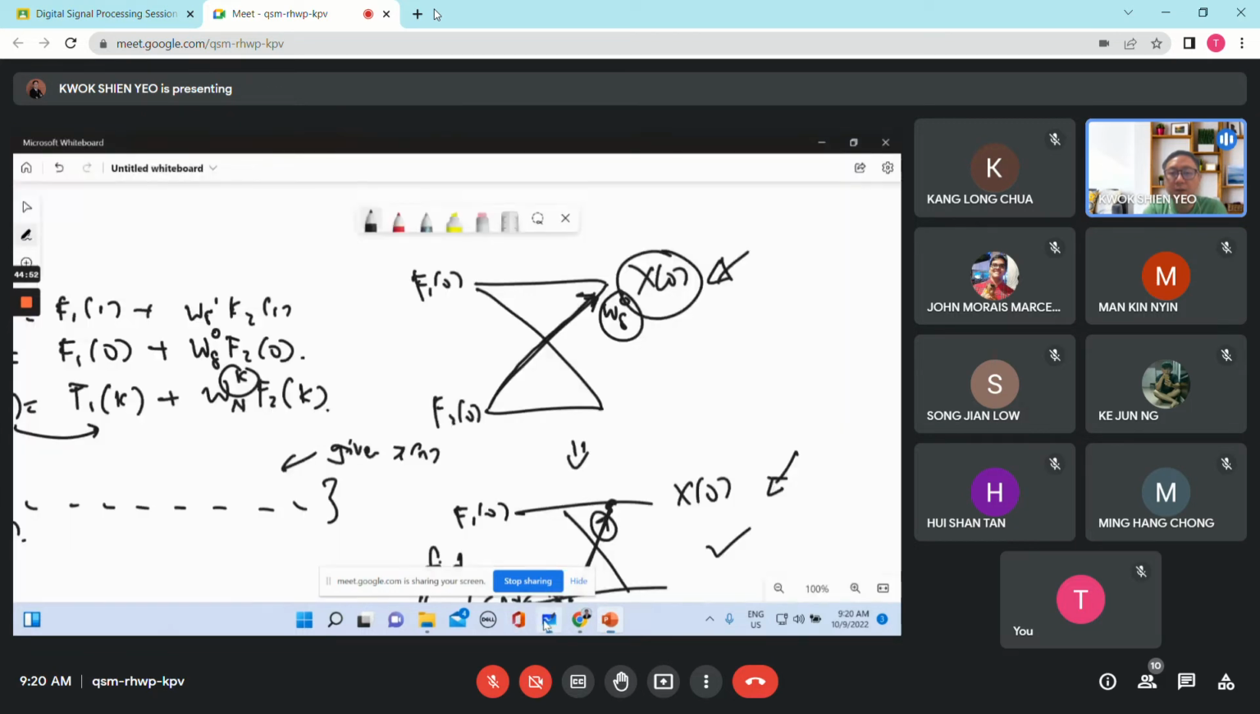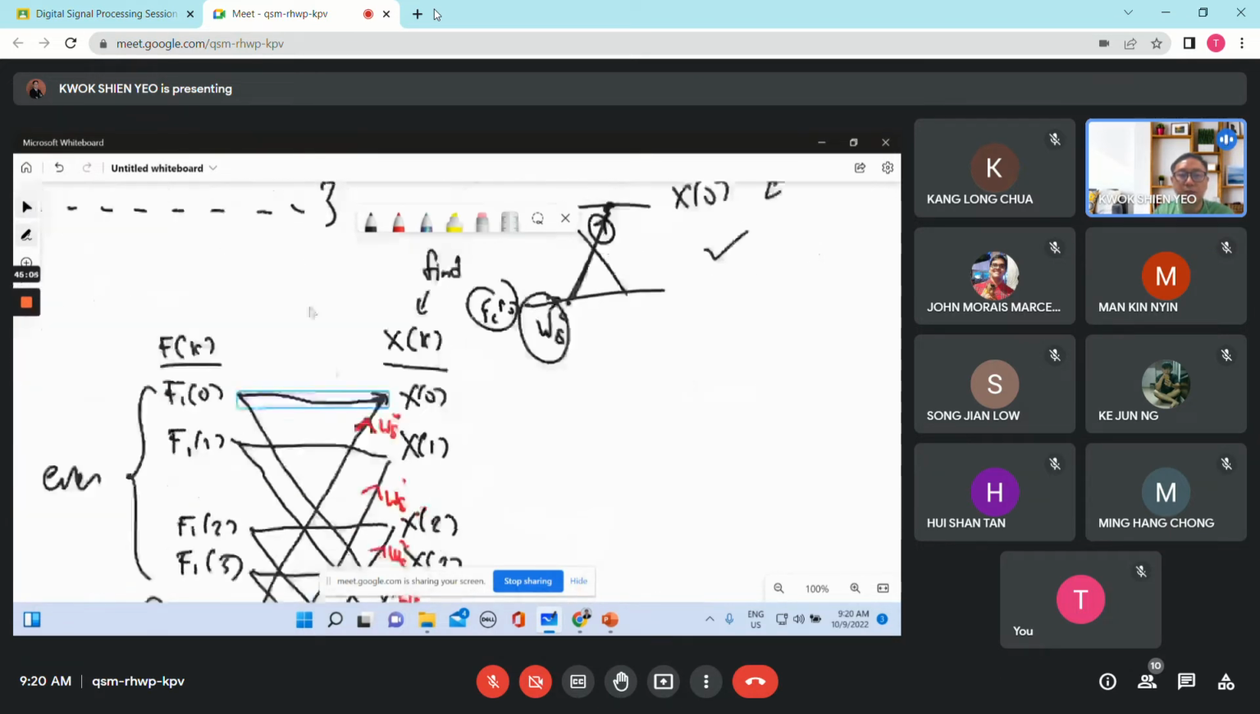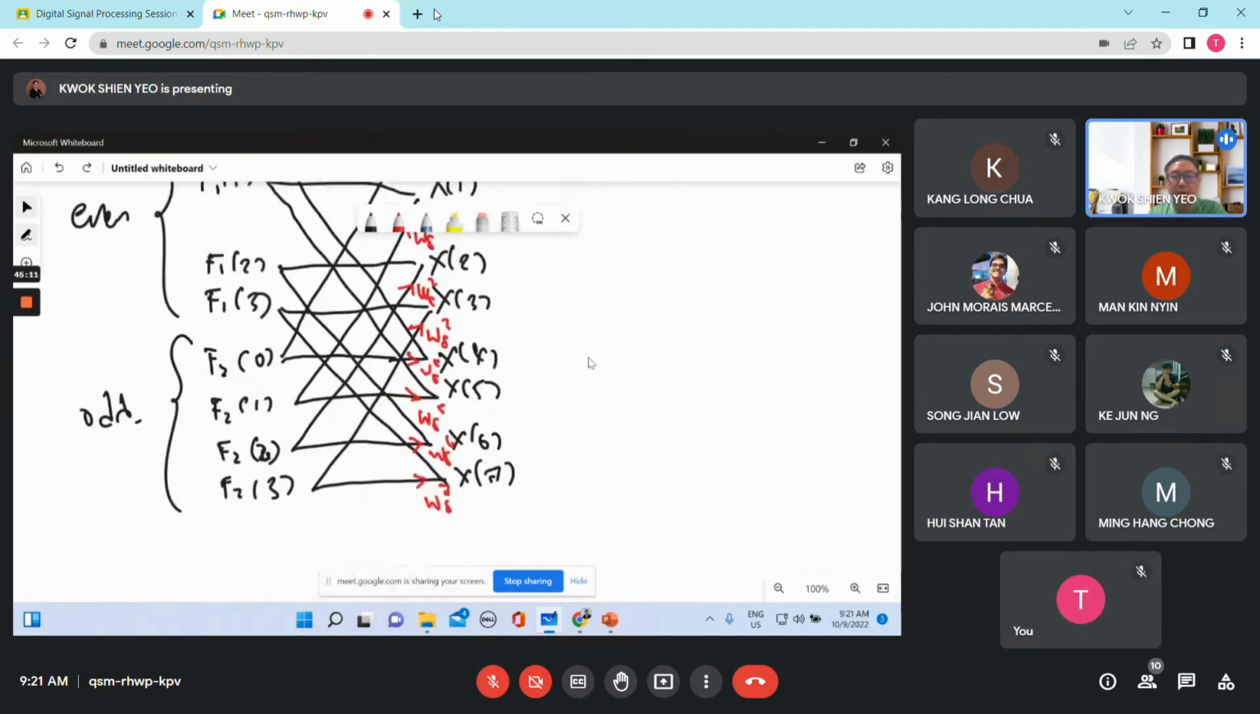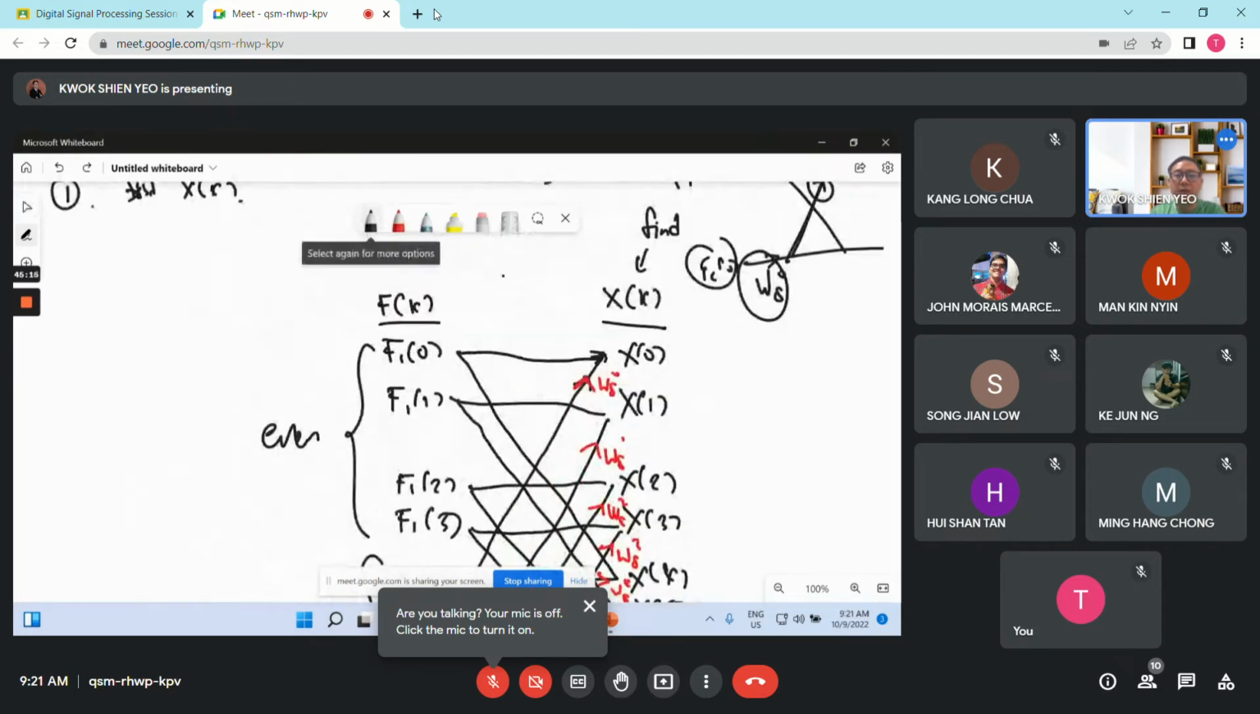But please remember that this is just a different style of writing. It's all right. So you will see that my butterfly structure is a little different from the textbook, because I put it near to the output. You see, it's here. So I do it like this. So this is my first stage.